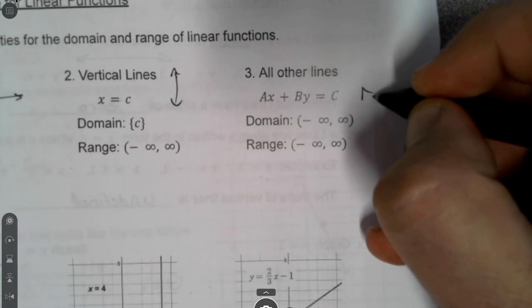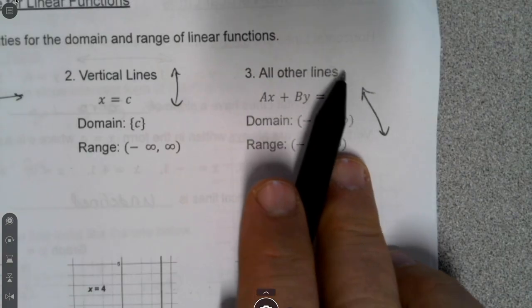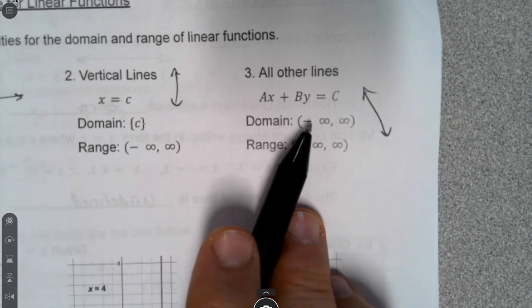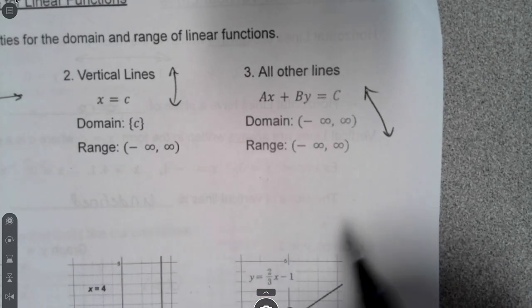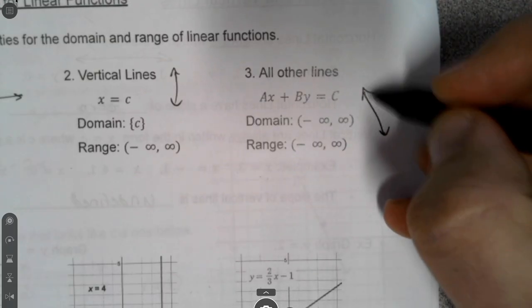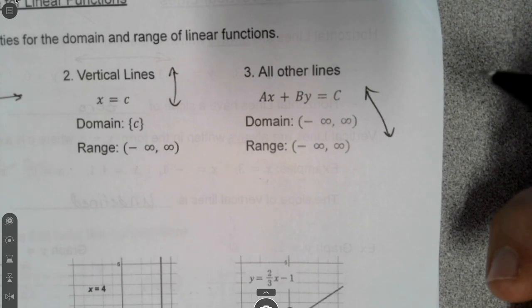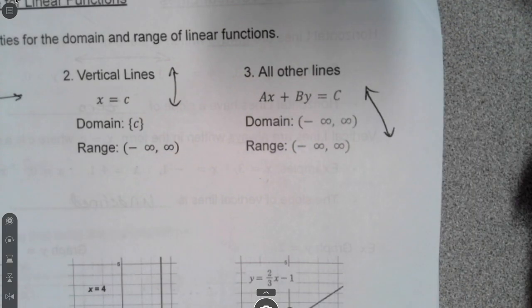So I'm just making one up, but let's say I had this. Now this goes up and left forever. So it goes left forever, making the domain negative infinity, and goes right forever, making that positive infinity. It goes down forever, making that negative infinity, goes up forever, making that positive infinity. So if you have both an x and a y, the domain and range are negative infinity to positive infinity.